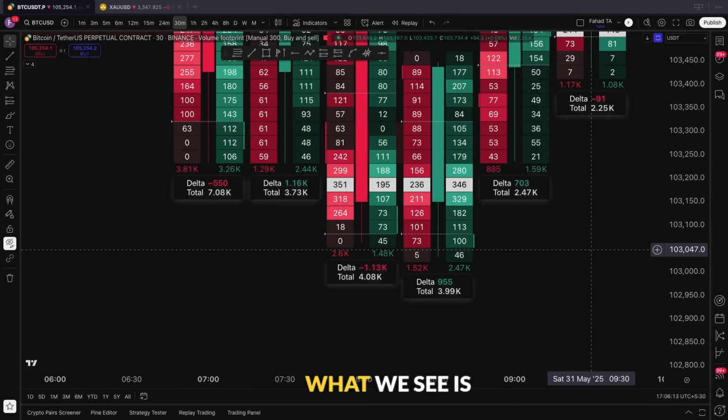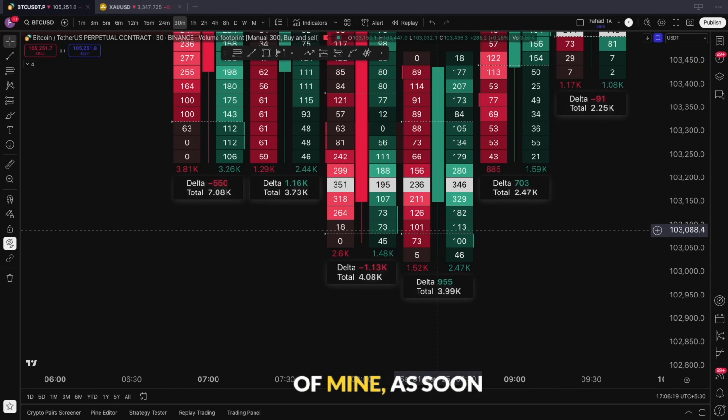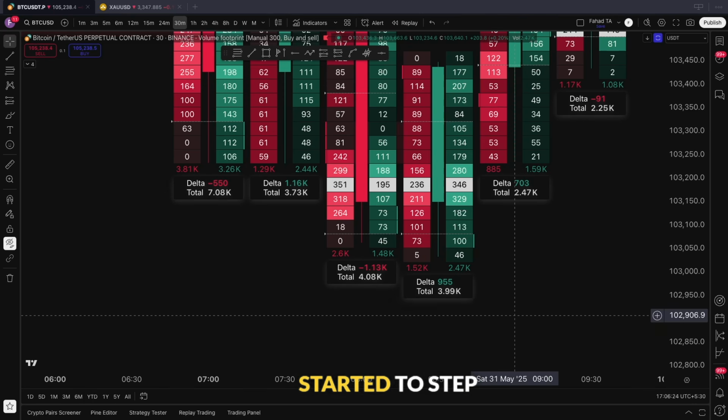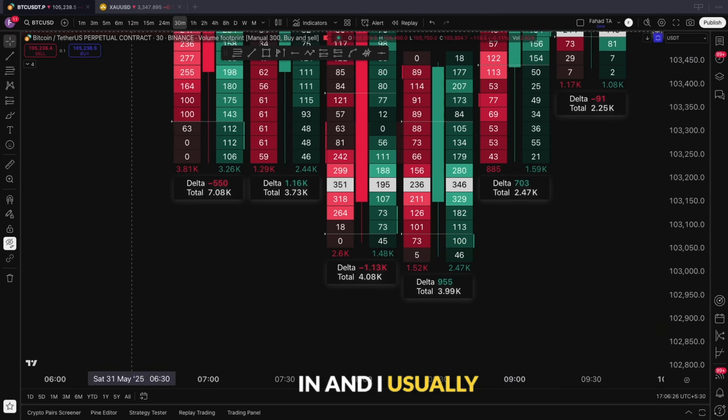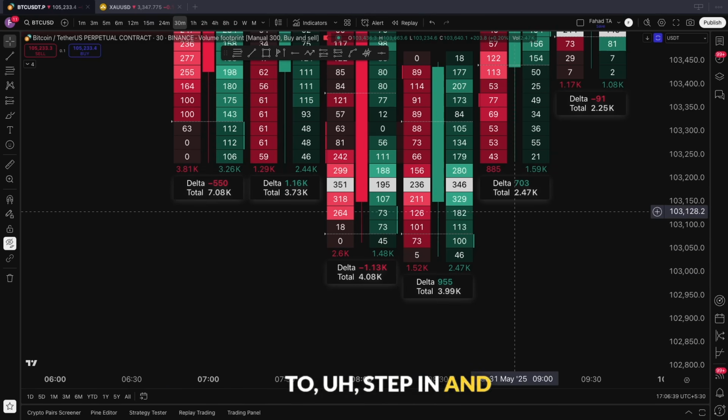So right here what we see is that we had a lot of negative delta right when we were going to hit that support level of mine. As soon as we hit it, I get to see that okay, now the buyers have actually started to step in, and I usually like to see the numbers at 5-minute time frame and 15. But then just for the sake of example, this is what I am sharing with you guys. We went below, all the sellers got trapped, buyers started to step in, and the price just reversed.